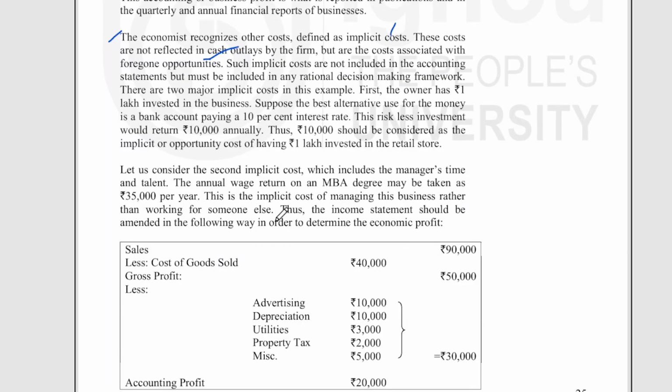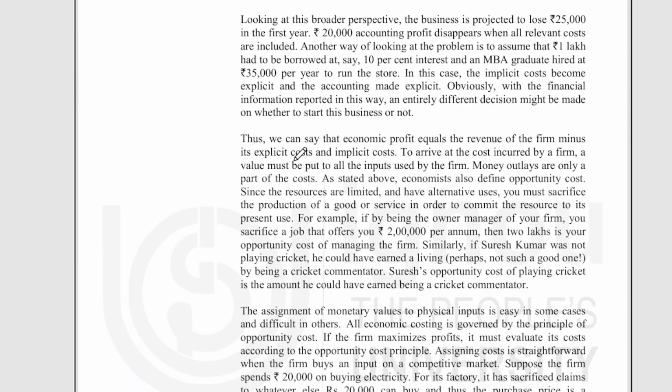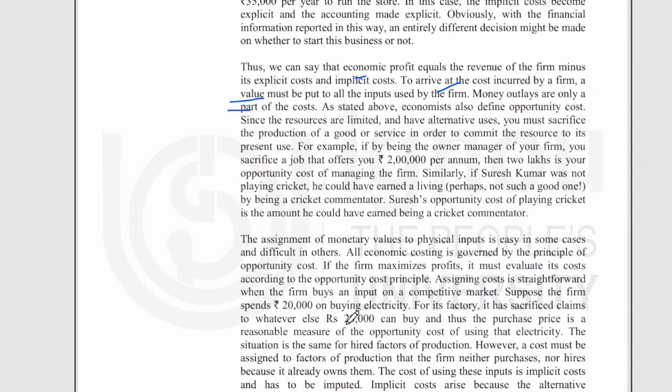The income statement should be amended in the following way in order to determine the economic profit, as economists recognize. This way we can say that economic profit equals the revenue of the firm minus its explicit cost and the implicit cost. To arrive at the cost incurred by a firm, a value must be put on all the inputs used by the firm, and money outlay is only a part of the cost. As per the businessman, profit is the main core.